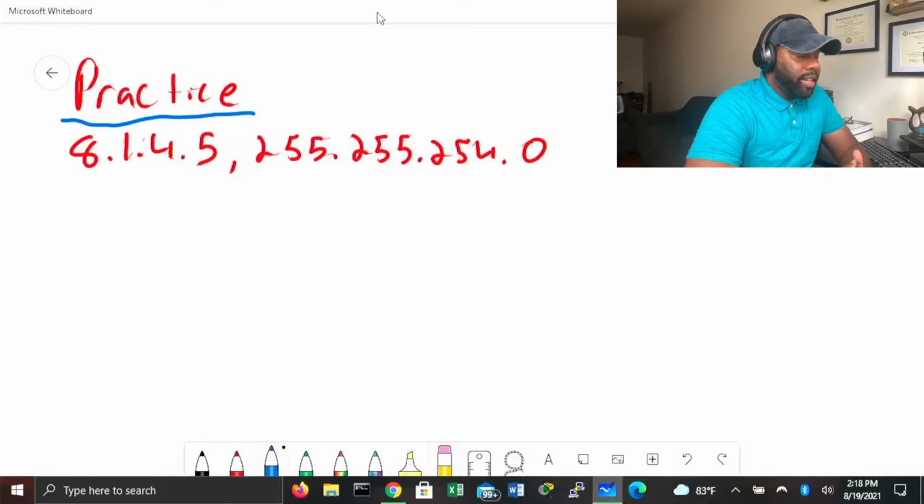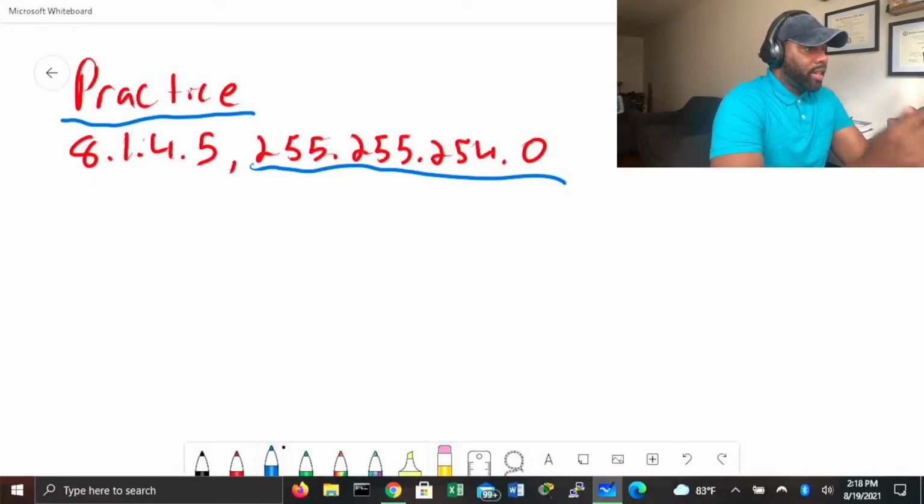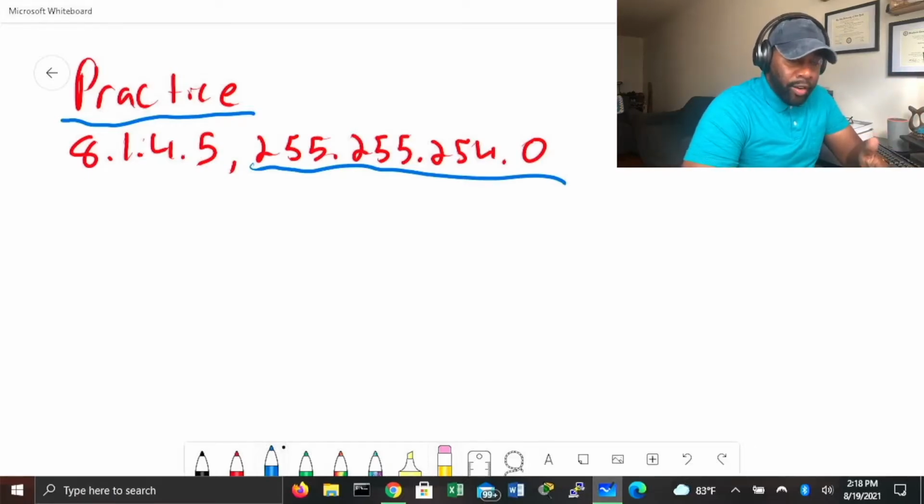And this helps you to analyze the network given the IP address and the subnet mask, right? So let's do a practice problem real quick: 8.1.4.5 and 255.255.254.0. The first thing we need to do is convert the subnet mask from dotted decimal notation to the prefix format. In order to do that, we can convert it to binary, so that we can then convert it to prefix, right?